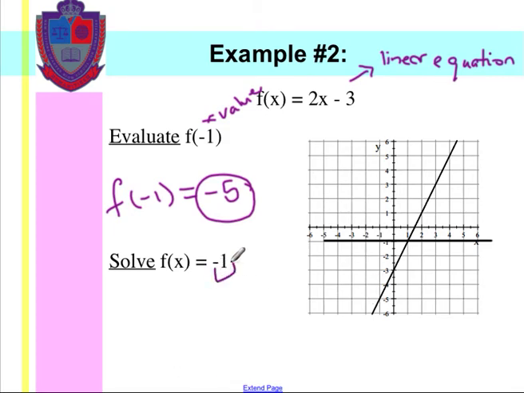Remember, this is my output. So this is my y value. I know my y value is at -1, which is right here, and I want to see what f of x is. What's this x? This is my input, my x value. So I draw a line to see where the graph intersects that line, and then I go up and I see it's 1. So f of x equals -1 when x is equal to 1.